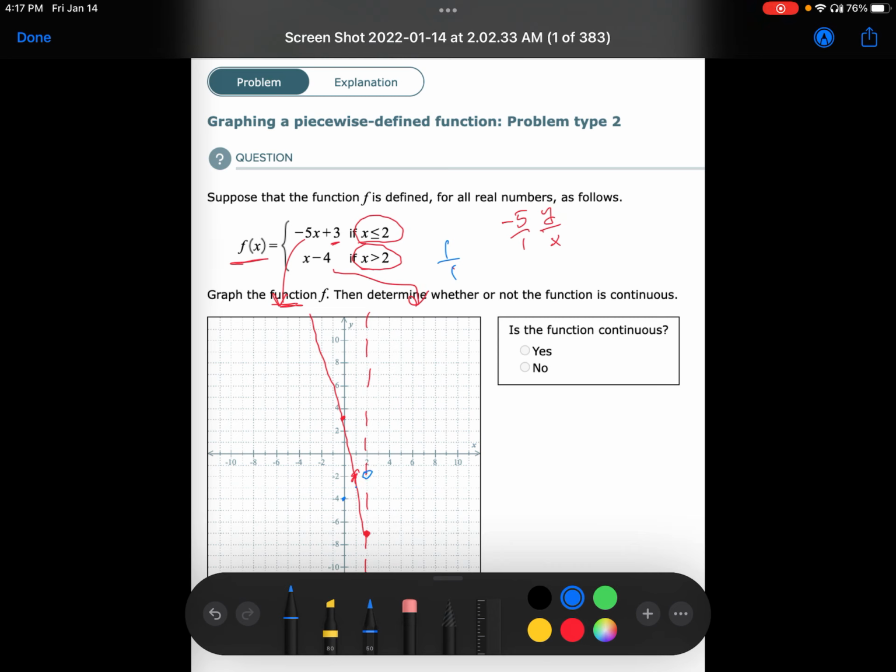So when x is 2, we're going to be right here. Again, you could just plug in 2. 2 minus 4 is negative 2. When x is 2, y is negative 2. Another way, to get another point, we could plug in a number bigger than 2. So let's plug in 4. 4 minus 4 equals 0. So when x equals 4, y is equal to 0. So we get a point.